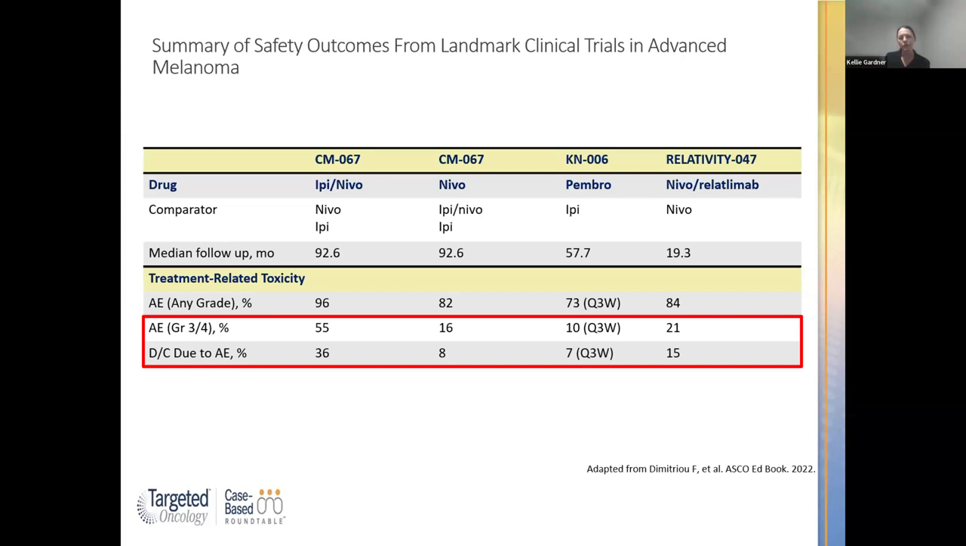Nivo and Pembro have fewer side effects or fewer grade 3 to 4 toxicities, about 10 to 15%, depending on the trial. And the combination Nivo-Rela is a little bit more frequent than the single agent Nivo or Pembro, but still less than the Nivo-Ipi. But about 20% of patients needed to go on systemic steroids for side effects.